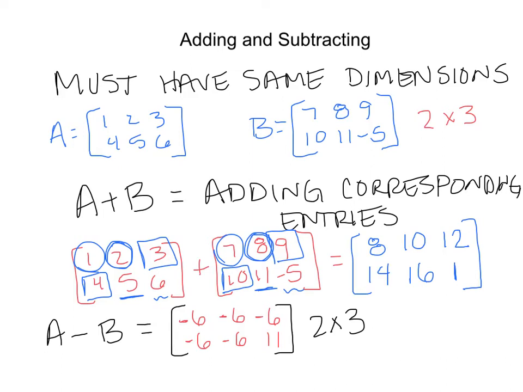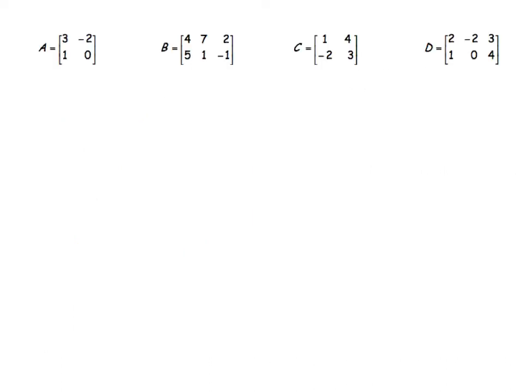Now, adding, you can add in any order you want, but subtracting, you need to be really careful. If it says find A minus B, you need to find A minus B. So just to see some more examples of how to use scalar multiplication, adding, and subtracting, I have some matrices here that we're going to use to find some sums and maybe even find some addresses and things like that.